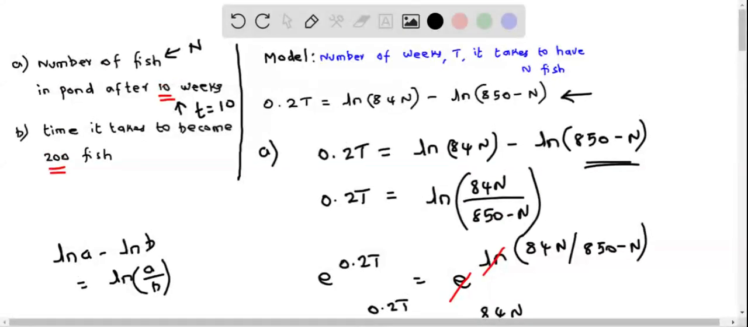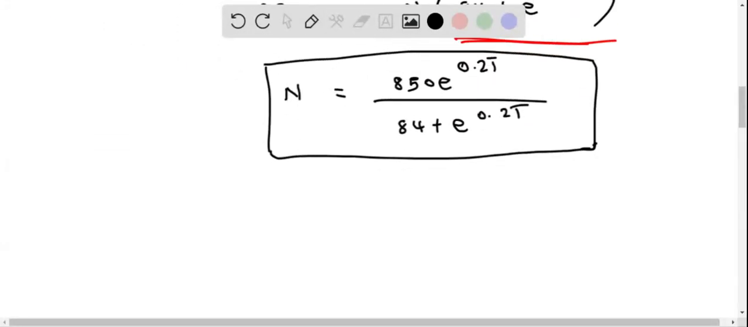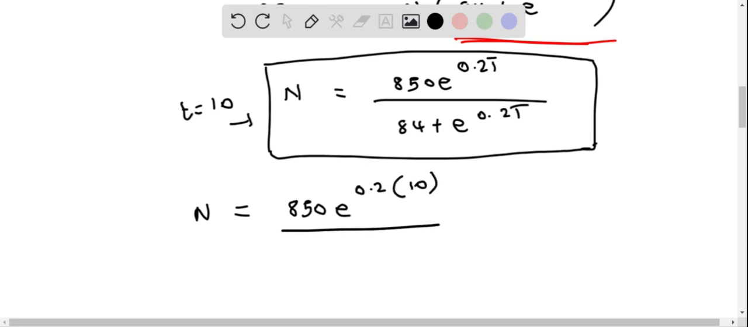Now all that we have to do is plug in the values. To answer part A, we have to plug in t equal to 10 into this equation. So let's do that so that we can find the number of fish. Therefore n equals 850 e^(0.2 times 10) divided by 84 plus e^(0.2 times 10). So let's simplify this.